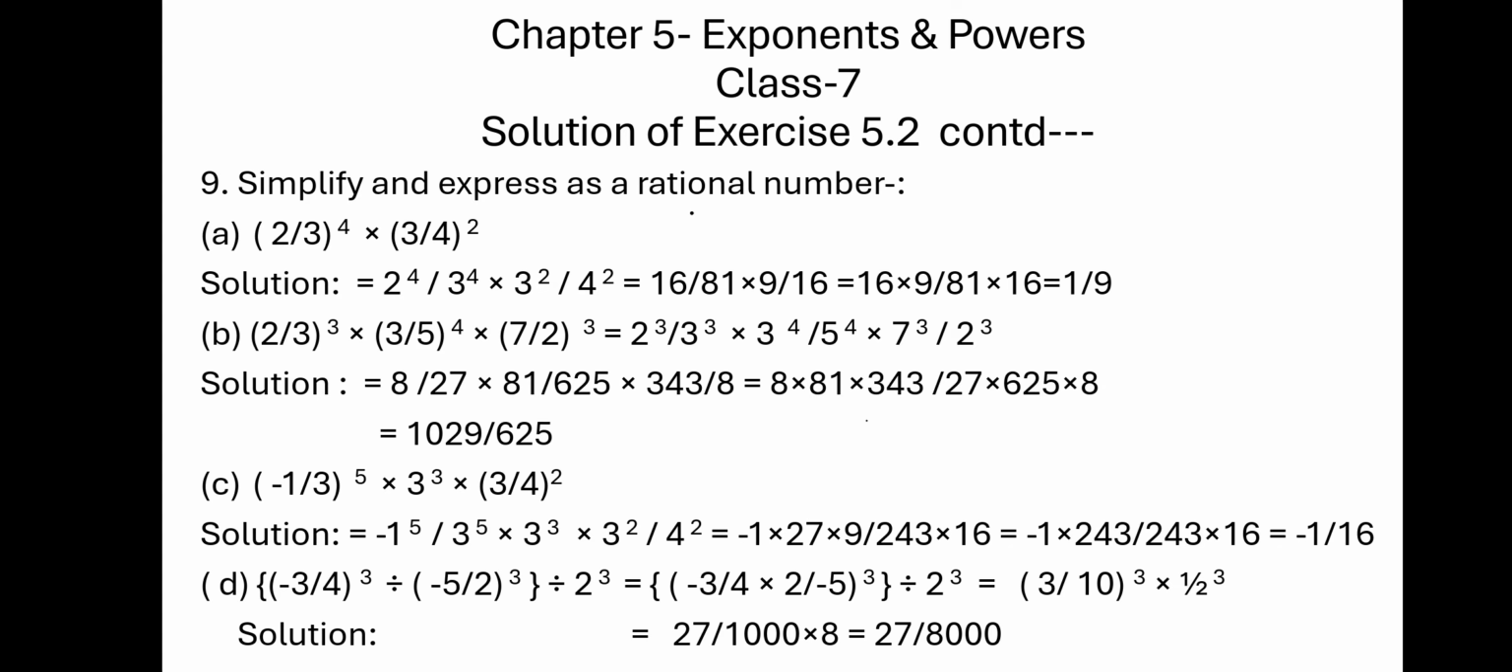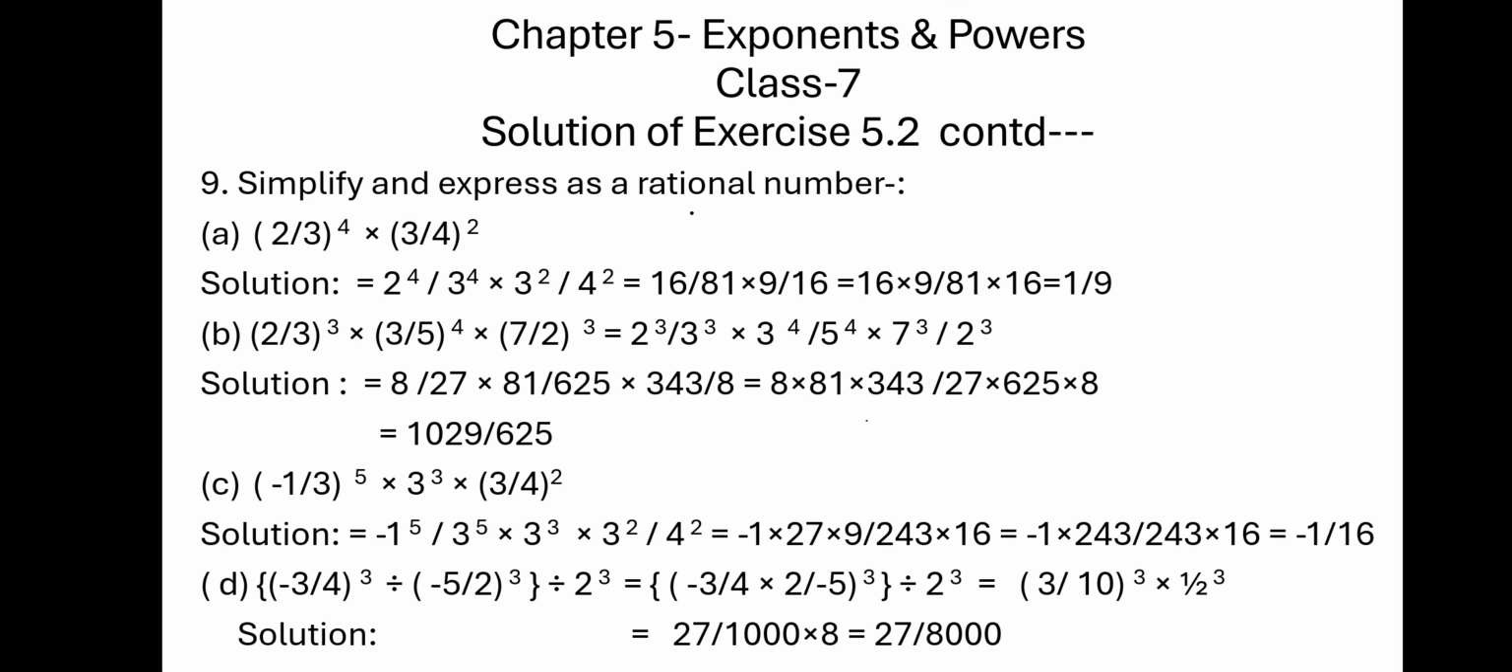So when you simplify this, you will get 8 upon 27 multiplied by 81 upon 625 multiplied by 343 upon 8. So in the numerator we have 8 into 81 into 343, and in the denominator we have 27 multiplied by 625 into 8. Now 8 cancels with 8. 27 ones are 27, so 27, 3s are 81.